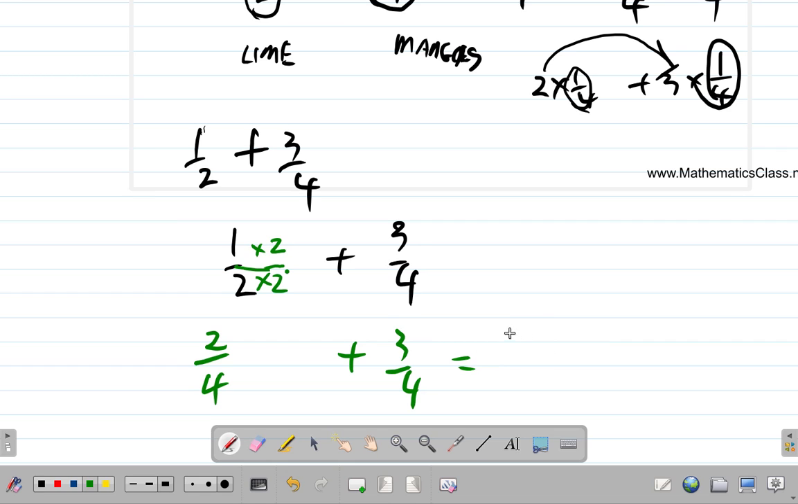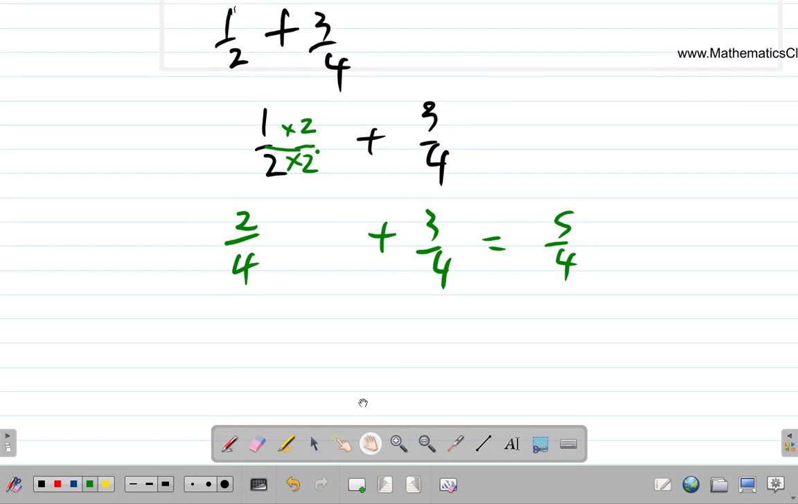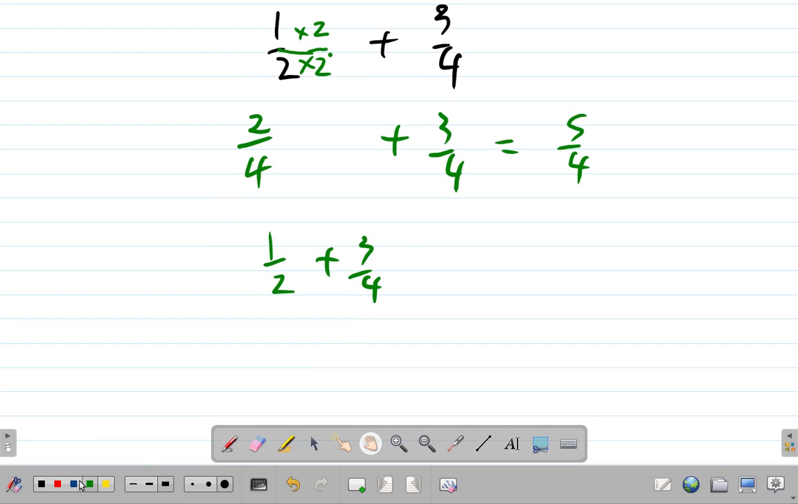You have 2 plus 3 are 5. So you have 5/4. So you see that? Common denominators. The LCM method will come from this. When you say 1 over 2 plus 3 over 4, you draw the line and find the LCM. The LCM of 2 and 4 is 4.